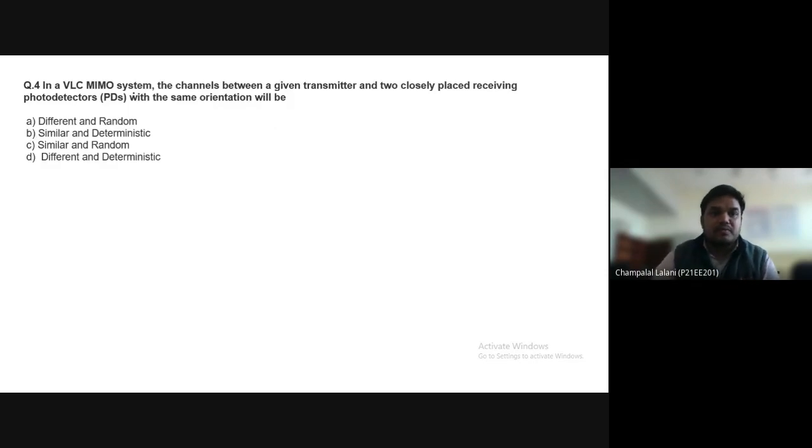In a VLC MIMO system, the channel between a given transmitter and two closely placed receivers with the same orientation will be: different and random, similar and deterministic, similar and random, or different and deterministic. Four options A, B, C, D. Please answer. I will wait for some time for you to answer this question. This is an easy question. I hope you all can answer it.